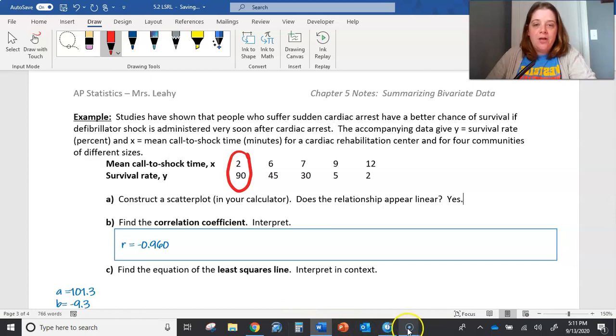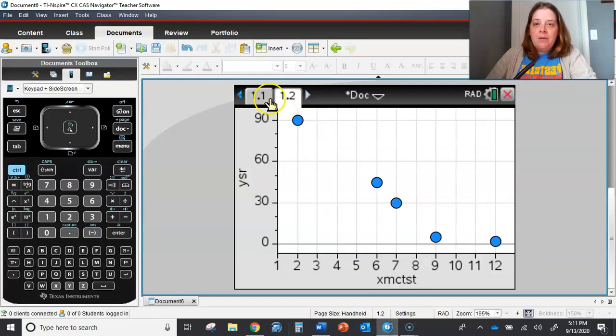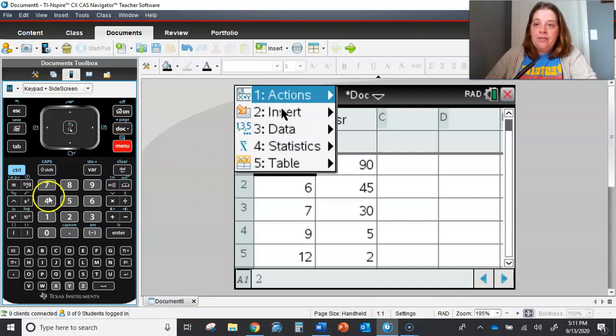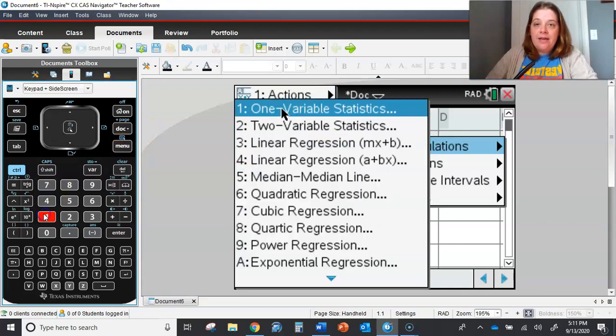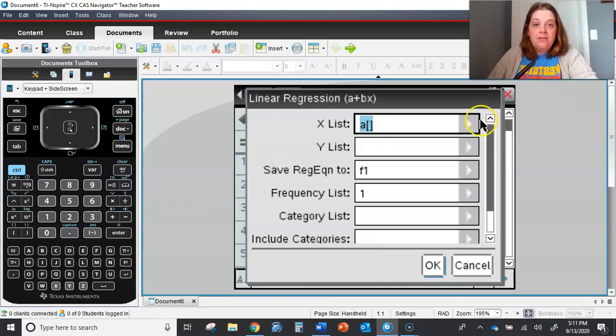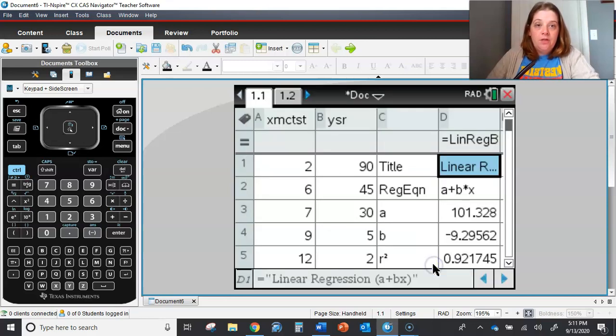So again, I'm going to run through this data. I'm going to go back and press menu, statistics, stat calculations, and remember I want number 4, which is the least squares regression line for statistics. So number 4, A plus BX. And it's going to ask what's X and what's Y. Okay, agree. And I get A is 101.3, and I get B is negative 9.26.